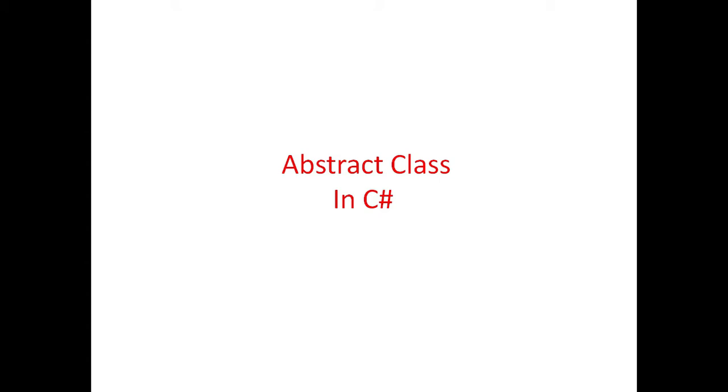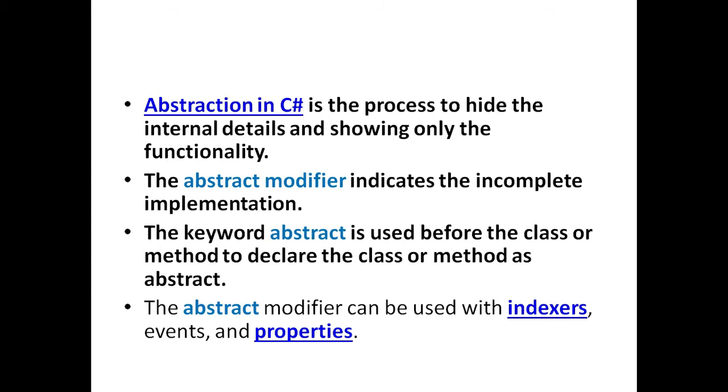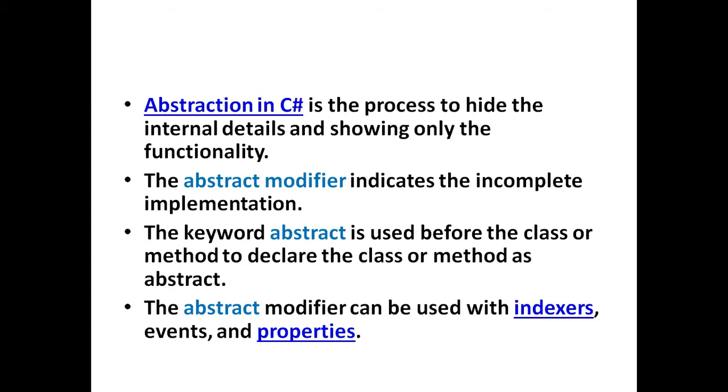Now we will see abstract class in C Sharp. Abstraction in C Sharp is the process to hide the internal details and showing only the functionality. The abstract modifier indicates the incomplete implementation. The keyword abstract is used before the class or method to declare the class or method as abstract. The abstract modifier can be used with indexes, events and properties.